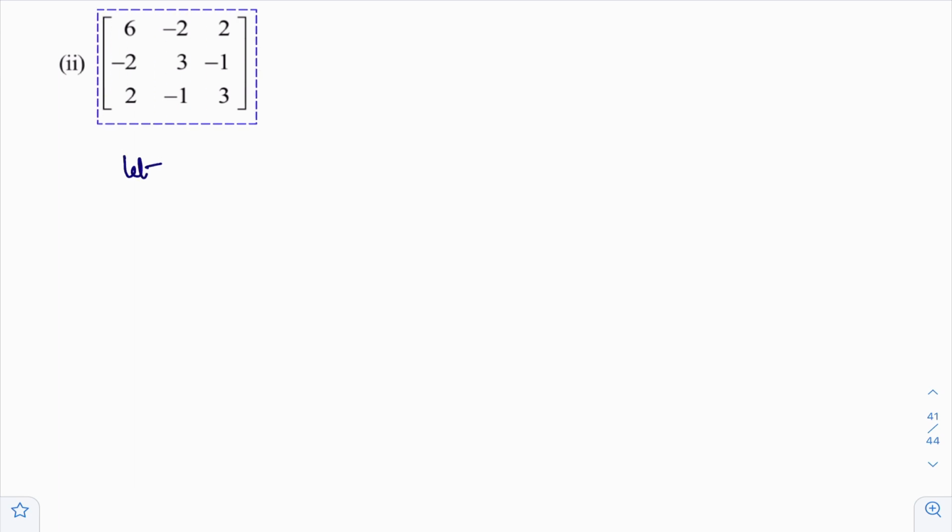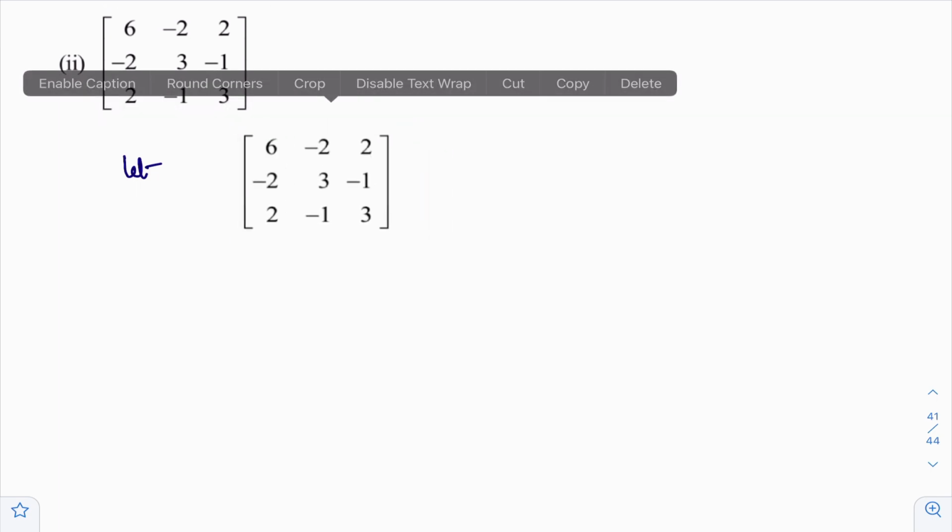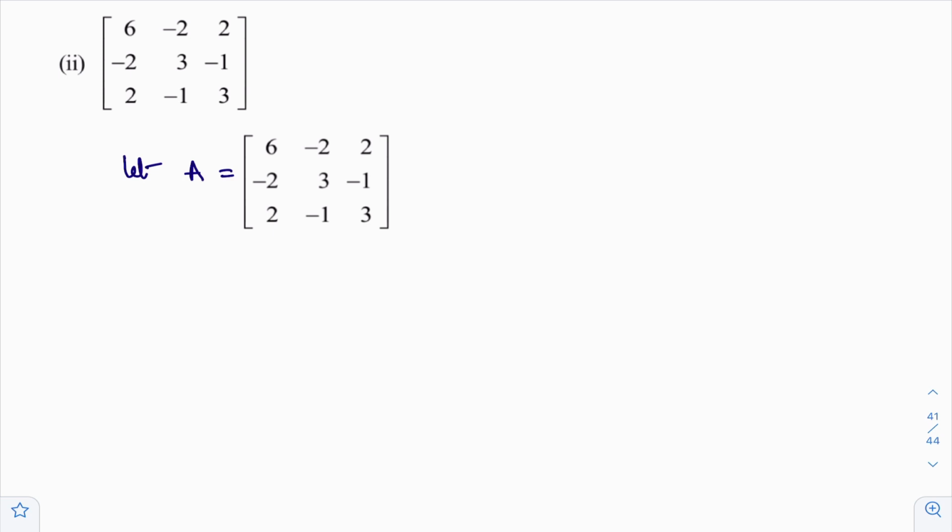This is the given matrix, let this matrix be A. Now, what you want to calculate is very simple. First, calculate half into (A plus A dash). Next, calculate half into (A minus A dash). Next, add both. For this, we need A dash. How to calculate A dash?